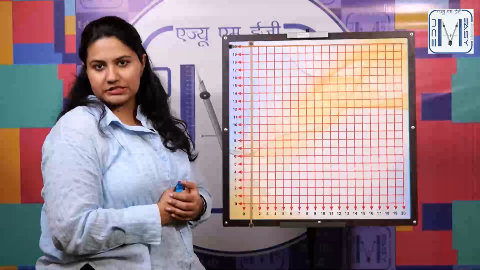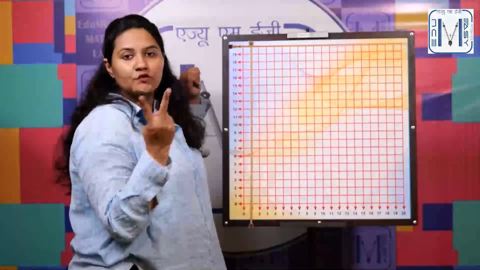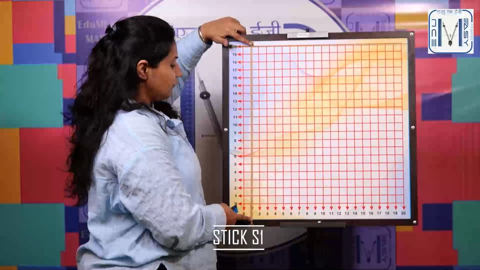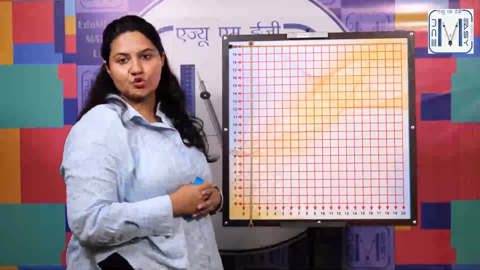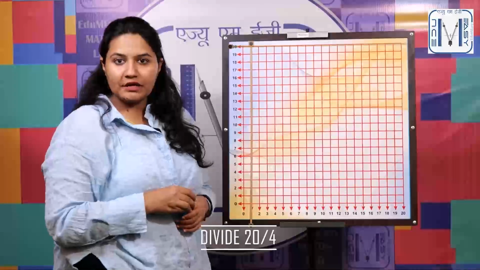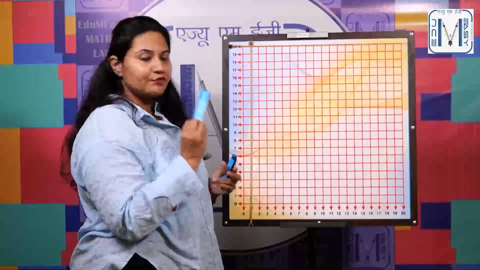Let's perform the next experiment, and this time let's divide 20 by 4. So again you will need 2 sticks. My stick S1 will cover vertically and the stick S2 will be put horizontally. Okay. Now since I'm dividing it by 4, I will use these plates, that is of 1/4.